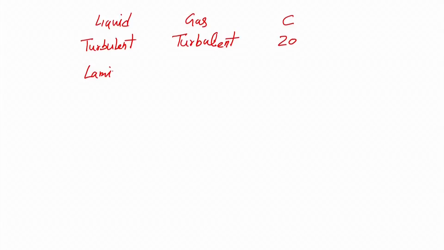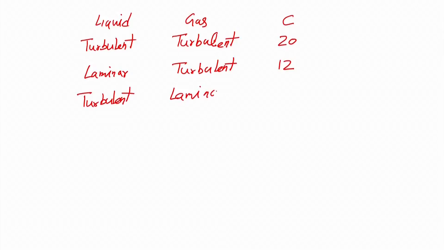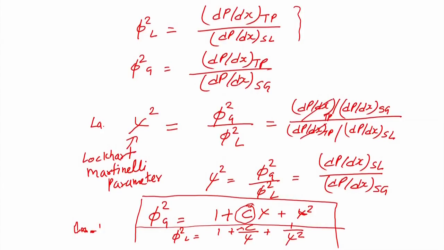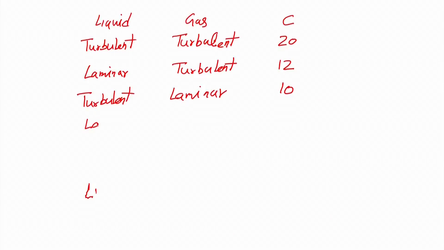If one is laminar, say liquid is laminar, gas is turbulent, you get the C value 12. If liquid turbulent, gas laminar, you get the value 10, and if both are laminar, you get the value 5. So, now you have the C value for the different conditions. If both the flow is turbulent, you will get the C value 20. If liquid is laminar, gas is turbulent, the value will be 12. If liquid is turbulent, gas is laminar, the value will be 10, and if both are laminar, the value will be 5. So based on that, now you will have the C value.